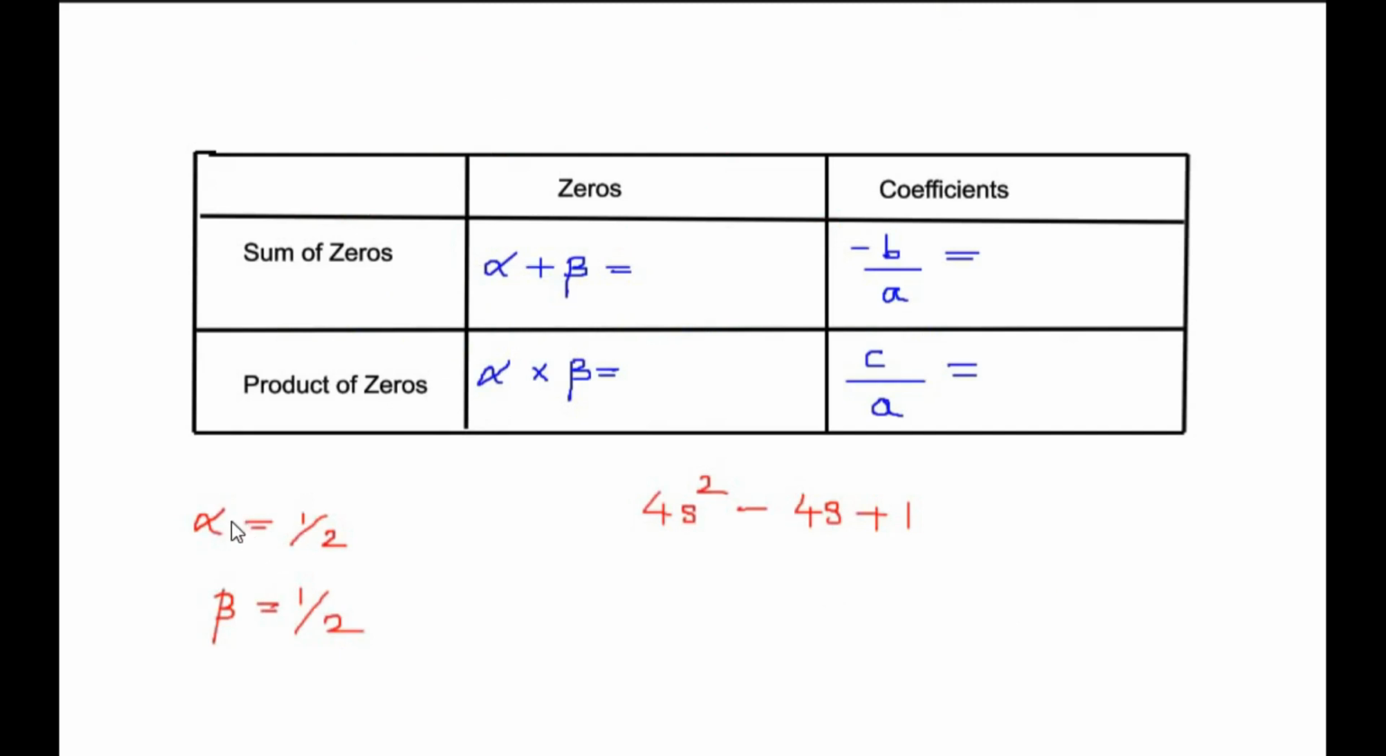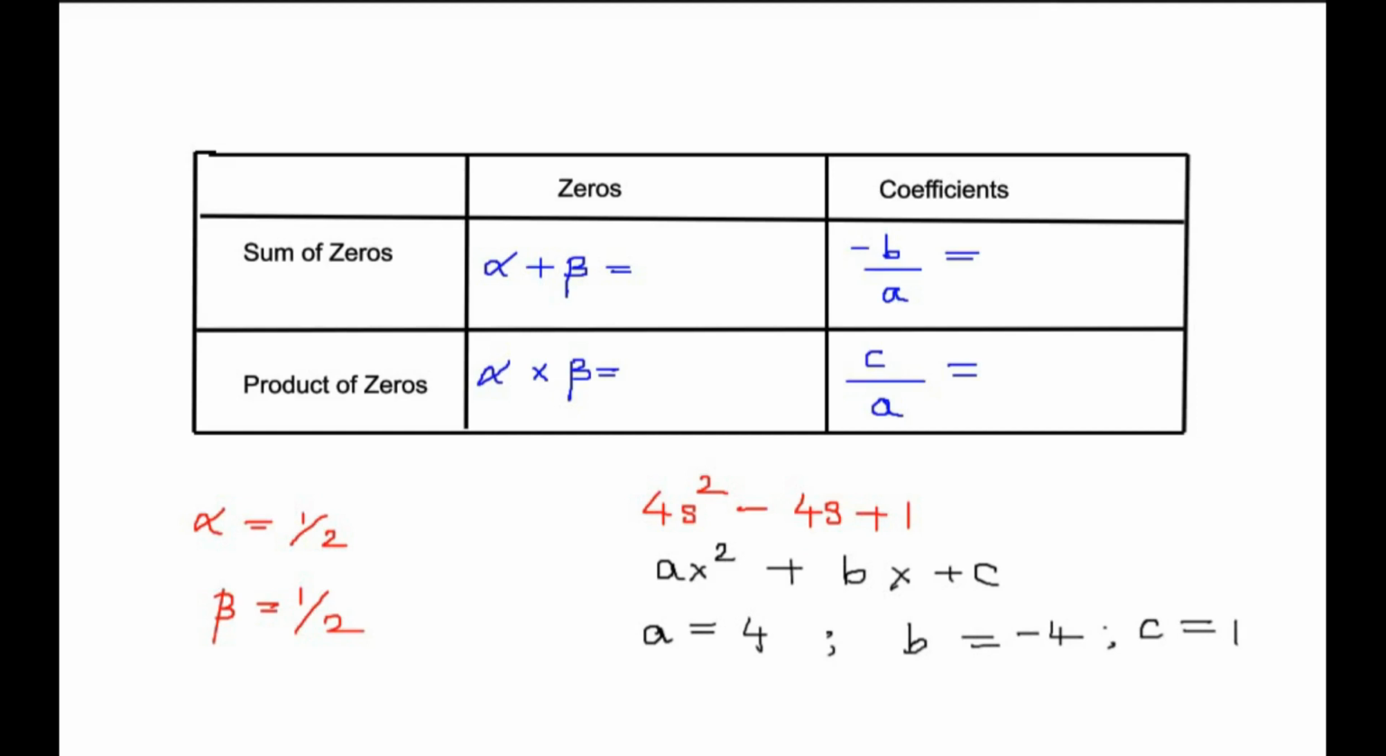So here we have alpha equal to 1/2, beta equal to 1/2, and here comparing the given expression with the standard expression for the quadratic ones. So we have ax square plus bx plus c. So we have a is equal to 4 by comparison. So in place of a we have 4. Now in place of b we have -4. Take the signs as well. And in place of c we have +1.